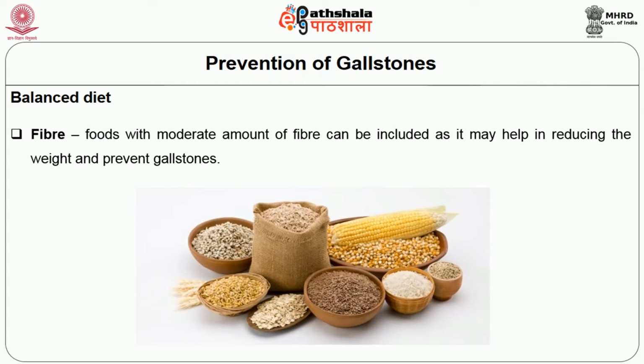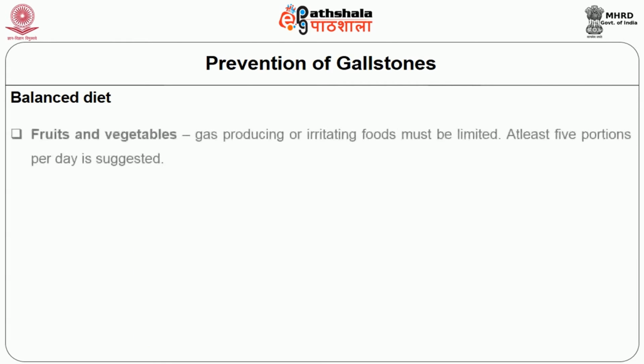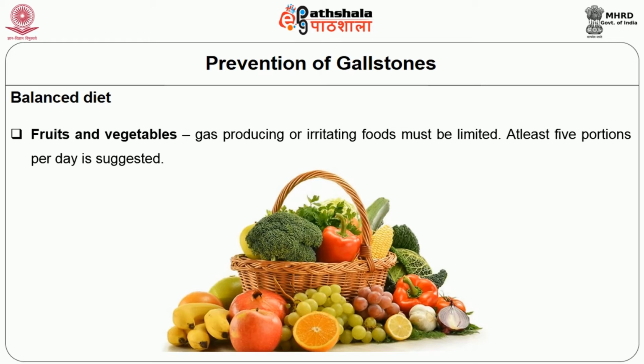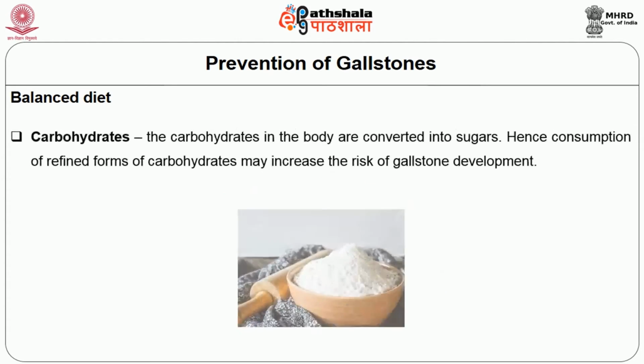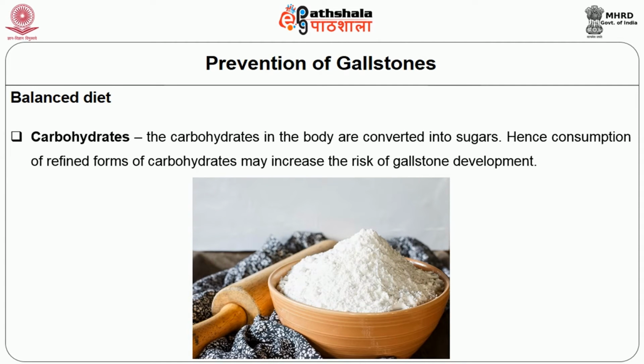Fiber. Foods with a moderate amount of fiber can be included as it may help in reducing weight and prevent gallstones. Fruits and vegetables, mainly the gas producing or irritating ones, must be limited. At least 5 portions per day are suggested. Nuts like peanuts, almonds and walnuts may also prevent gallstones. Refined carbohydrates are converted into sugar, hence their consumption may increase the risk of gallstones, so they must be limited.